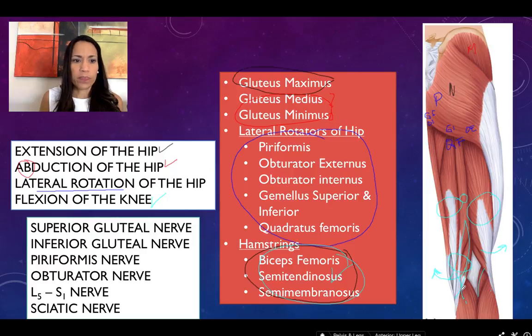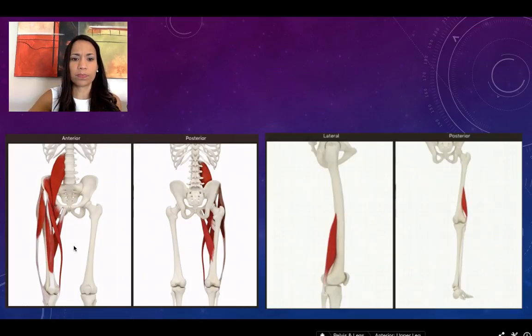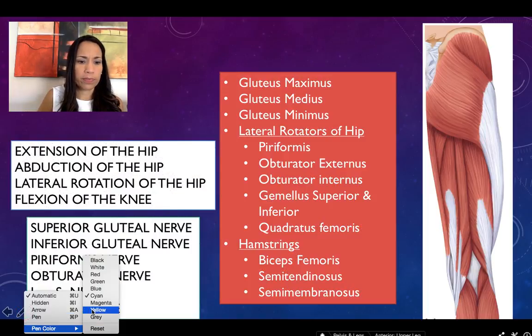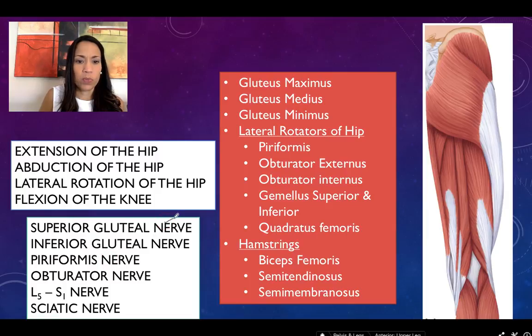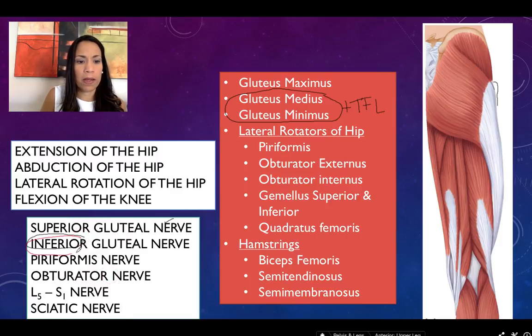Okay, now the nerves. The nerves, very easy. Superior gluteal nerve. Let me go back really fast to erase all of that. Okay, superior gluteal nerve, it innervates the gluteus medius and gluteus minimus. Remembering here, we're going to add the tensor fasciae latae that is anterior in here. Inferior gluteal nerve, only one muscle in our list, which is the gluteus maximus.